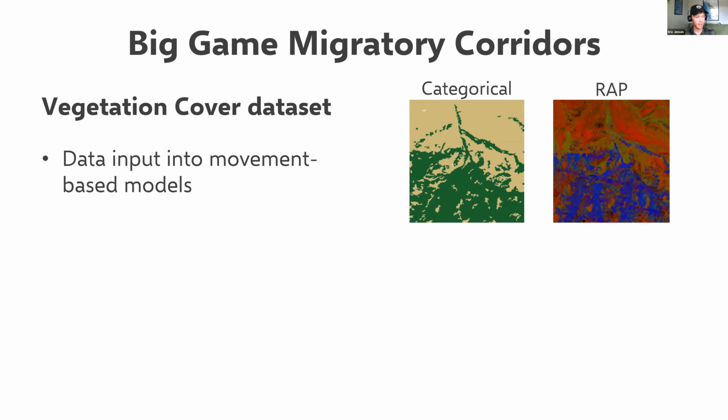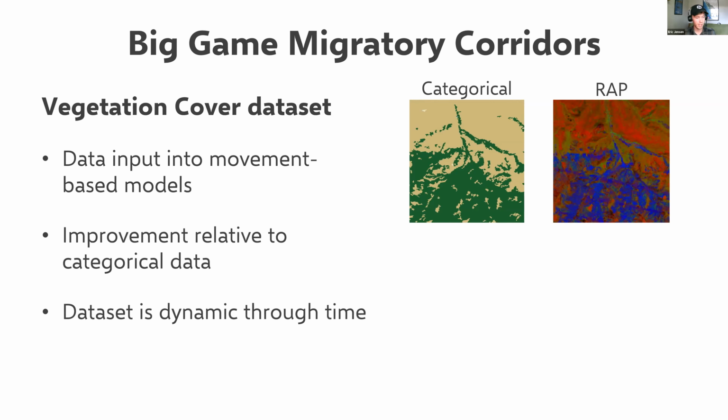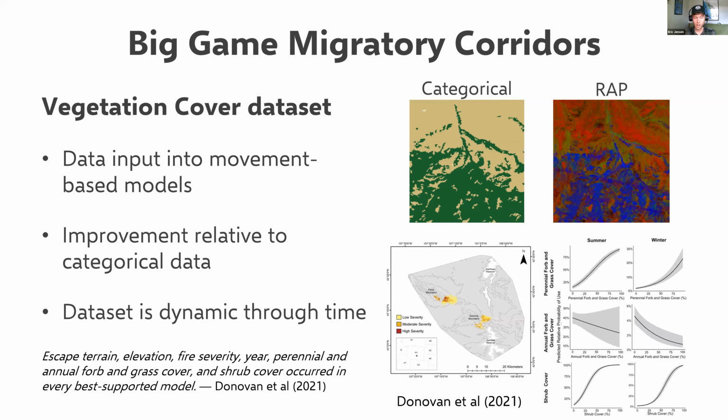And so an example of using this just came out from Tori Donovan at University of Nebraska Lincoln, using the vegetation cover data set to model habitat use by bighorn sheep in Wyoming.